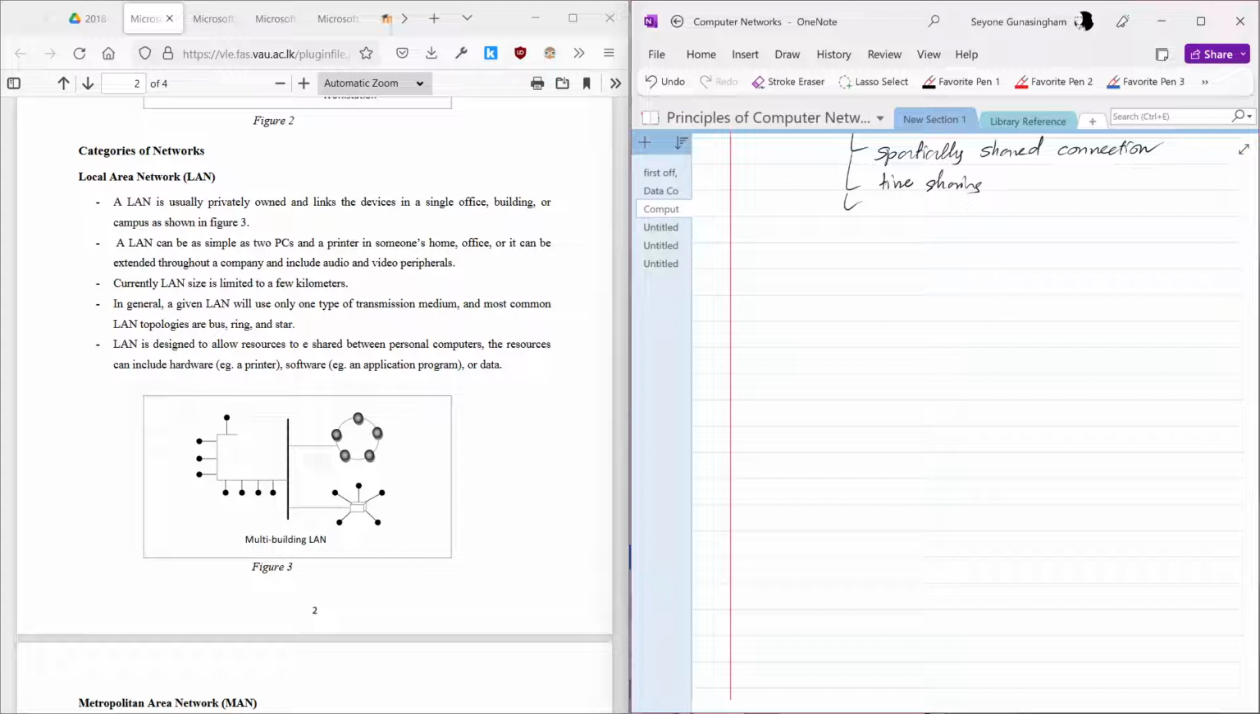So mainly we have our networks. We can mainly divide them into a local area network, or a LAN, which is basically what you have at home. You have the metropolitan area network, or the MAN, and then you have the wide area network, or the WAN.